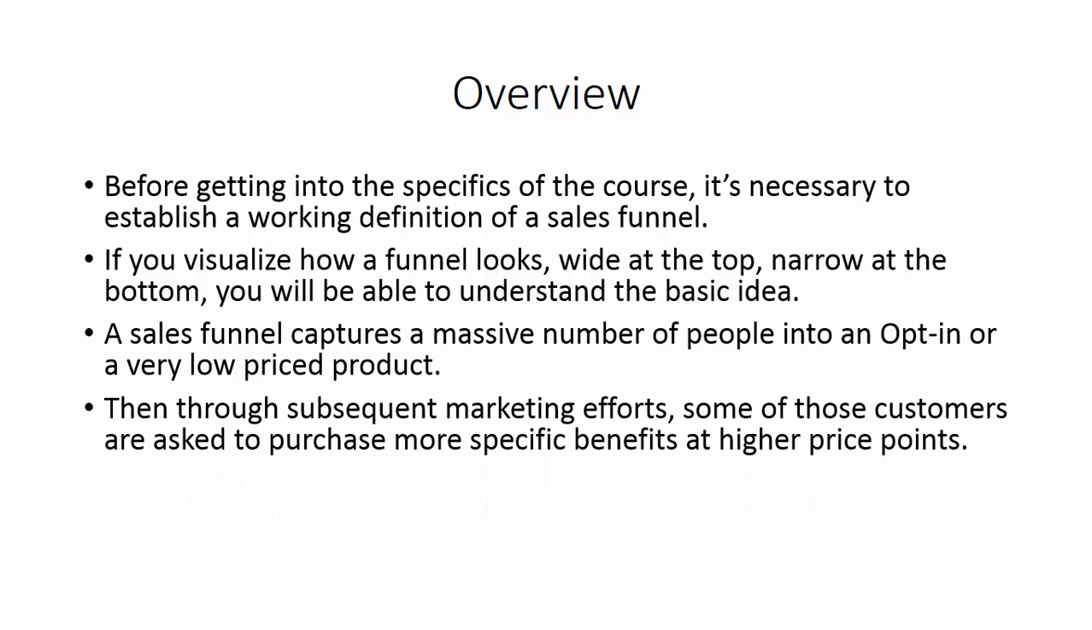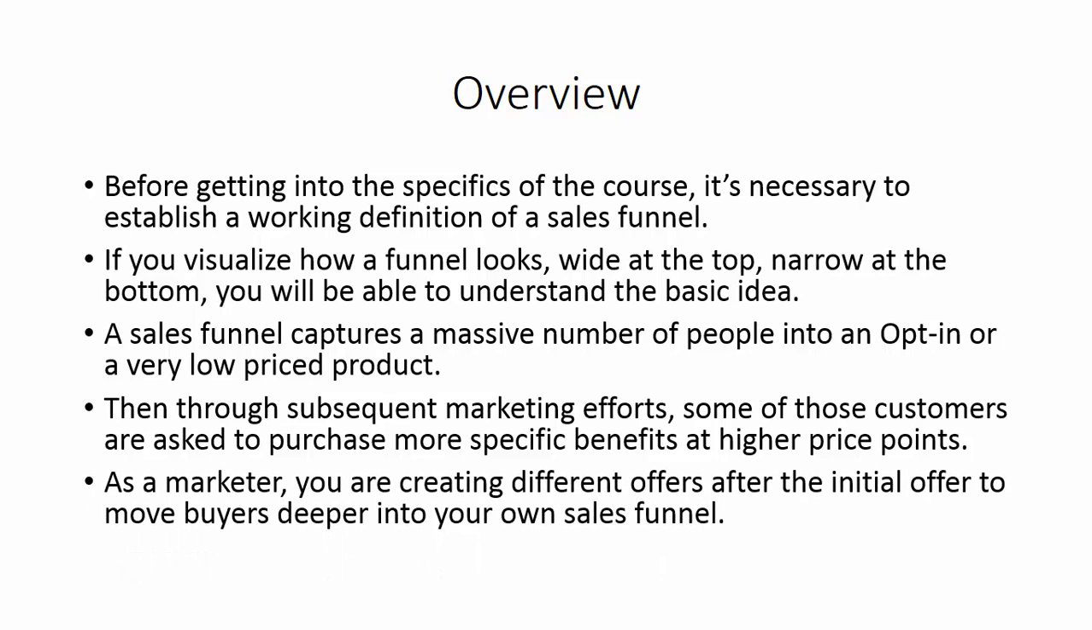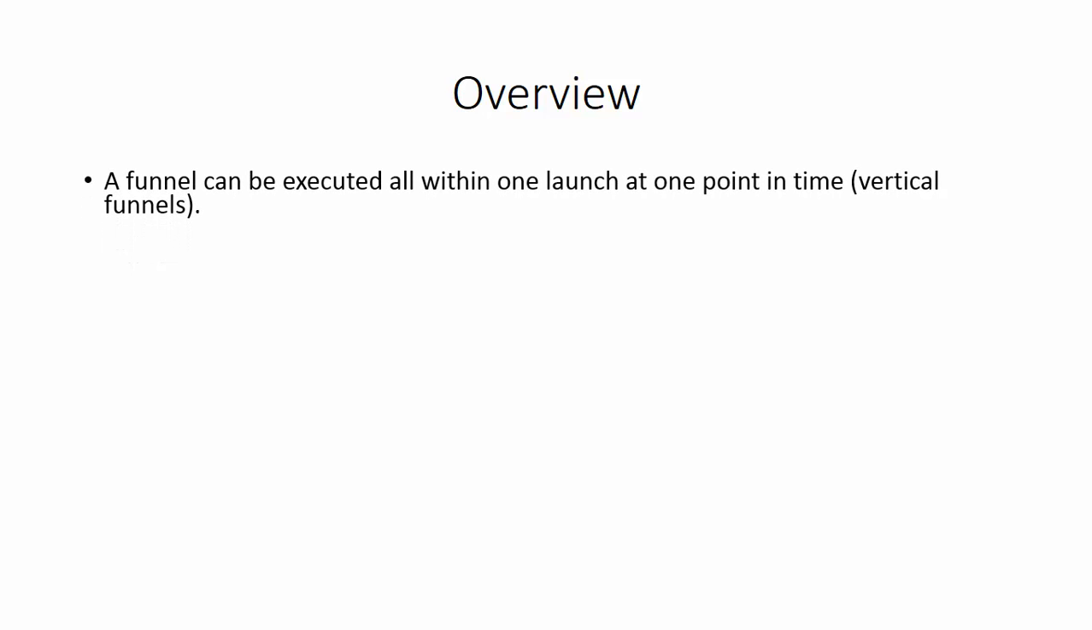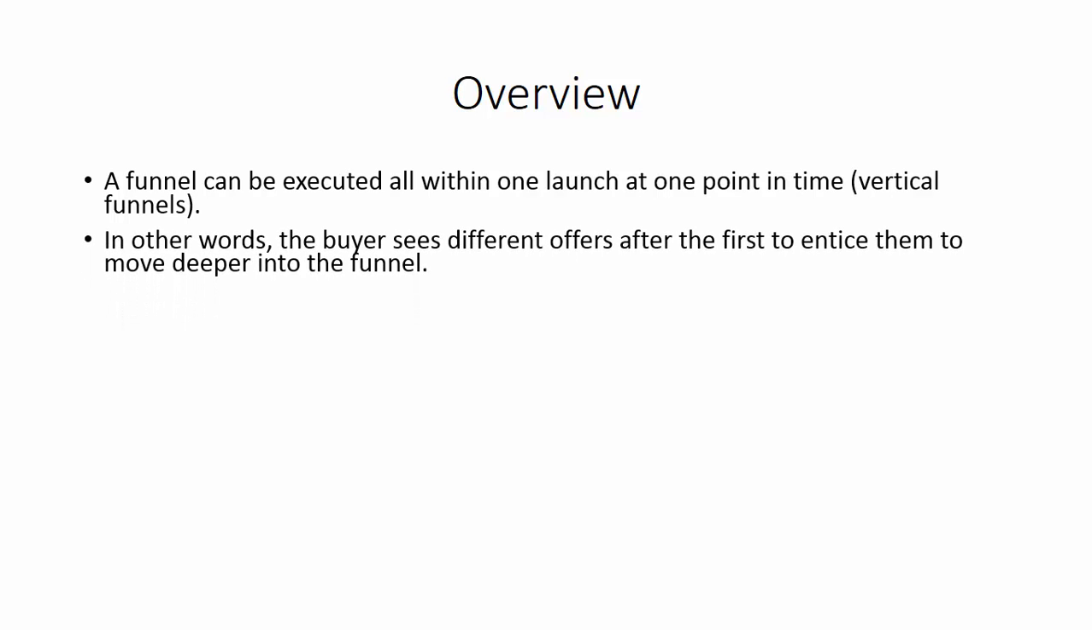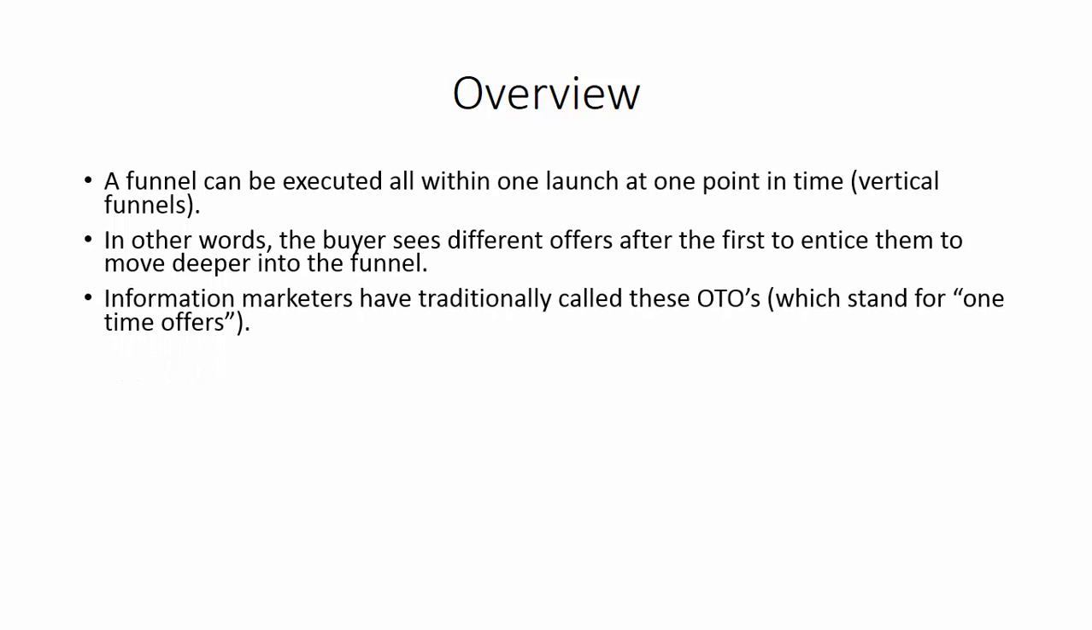product. Then, through subsequent marketing efforts, some of those customers are asked to purchase more specific benefits at higher price points. As a marketer, you are creating different offers after the initial offer to move buyers deeper into your own sales funnel. A funnel can be executed within one launch at one point in time, which is called a vertical funnel. In other words, the buyer sees different offers after the first one to entice them to move deeper into the funnel. Information marketers have traditionally called these OTOs, which stands for one-time offers.